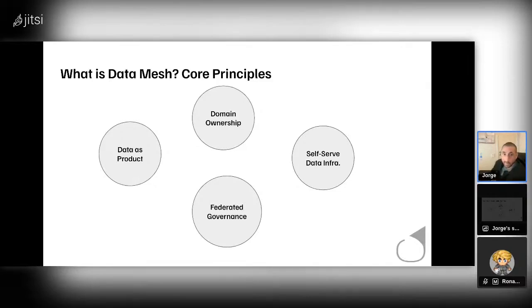Data mesh doesn't mean total independence. There are still overarching rules and standards. This is federated governance, where each domain follows shared guidelines for privacy, quality, and compliance. It's like having local teams that follow common company policies, ensuring consistency and compliance while giving each team flexibility to operate in a way that suits their needs.